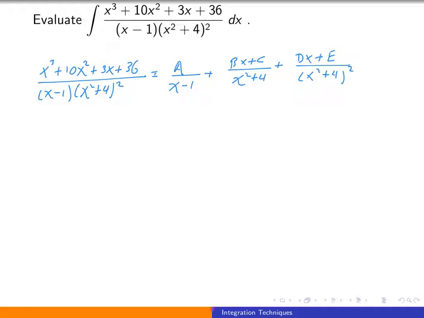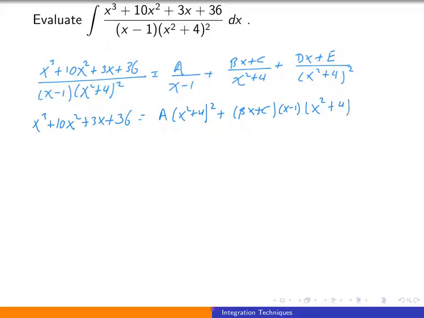So just like any other partial fraction decomposition we've worked through, our first step is to take this denominator on the left and multiply each term by it. So the left-hand side will be x cubed plus 10x squared plus 3x plus 36. And on the right-hand side, in the first term, the x minus 1s will cancel. In the second term, one of the x squared plus 4 will cancel. So we'll have an x minus 1 times x squared plus 4.